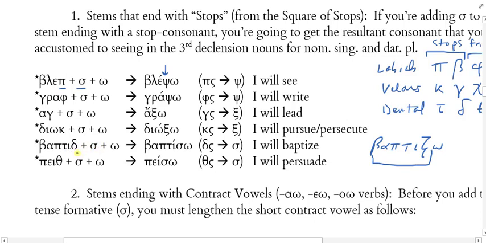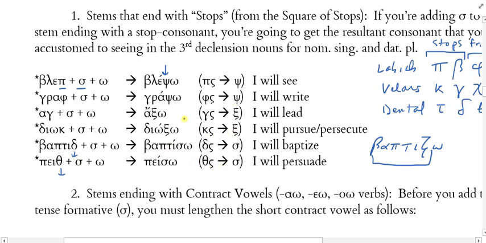Deltas before sigma do what? They drop out. And I'm left with baptiso. Baptiso. I will baptize. Everybody, baptiso? And then the verb peitho, I persuade, has a theta for the end of its stem, and thetas before sigma for the future will also fall out. So I'm left with peiso. Peiso. I know, you're sitting there thinking about Mexico and buying things, right? I'm going to use my peso to persuade you to sell me something. All right, so I will persuade.